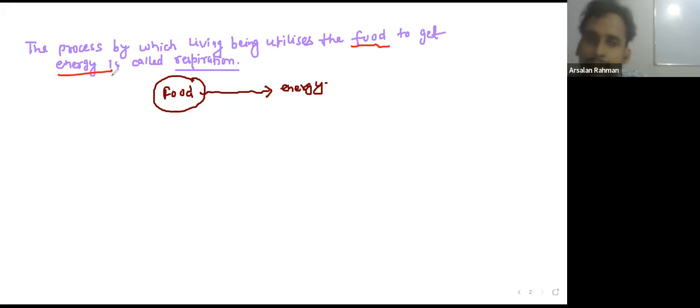So this will happen inside the cell. This process will happen inside the cell, or you can write another definition. The process by which food is converted into energy is called what? Respiration. Before we get into the respiration part, first I will tell you about the cell.